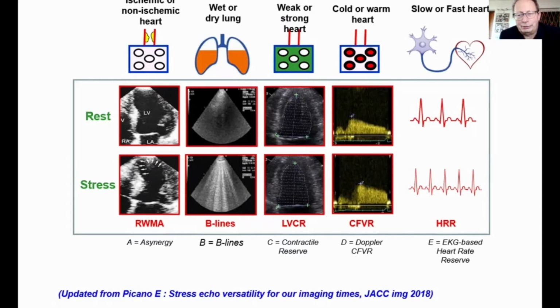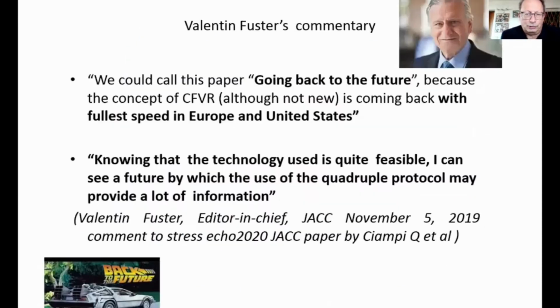And the last, but not the least, non-imaging parameter. At the end, we had a 100% feasible and 100% reproducible parameter in the echo lab, with 0 intra- and inter-observer variability, which is the heart rate, because the capability to increase the heart rate during exercise or adenosine or dipyridamole or dobutamine is an index of the cardiac sympathetic reserve, to evaluate the slow heart, which does not increase during stress, and separate it from the healthy, fast heart, which does increase heart rate during stress.